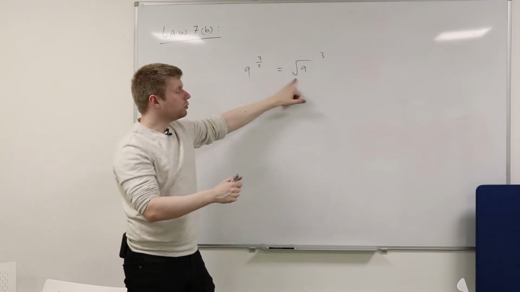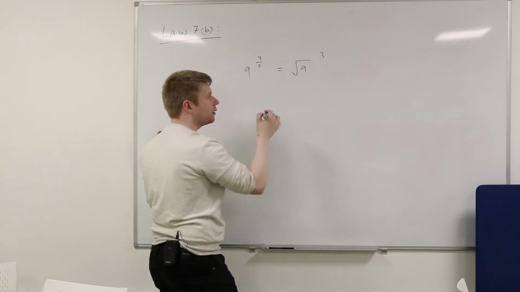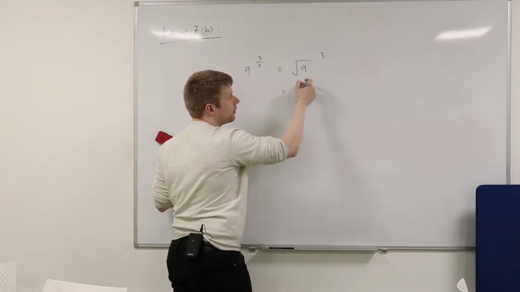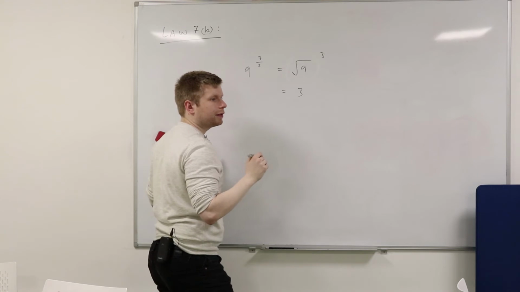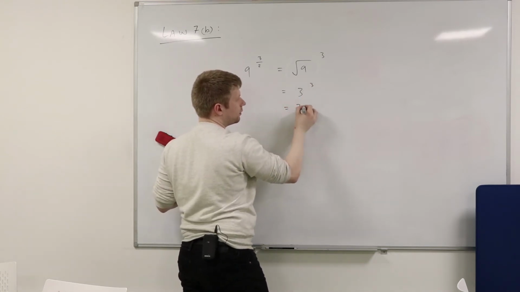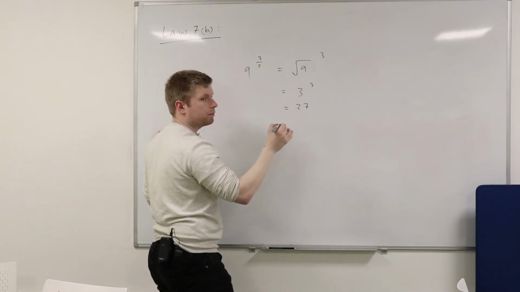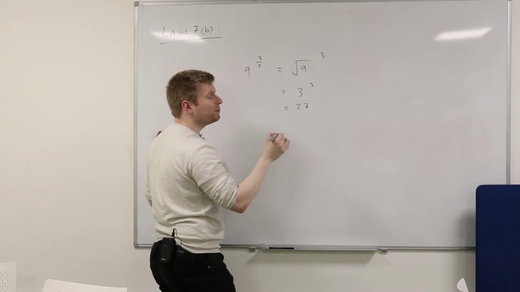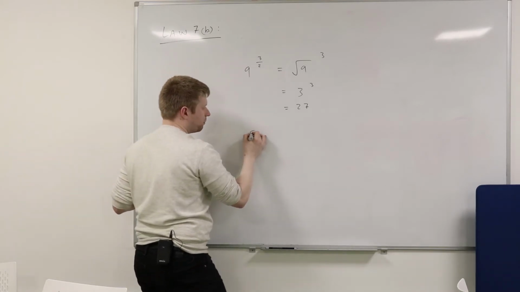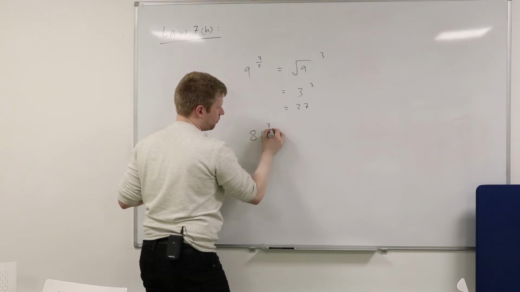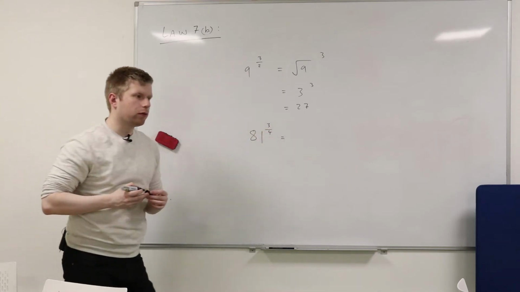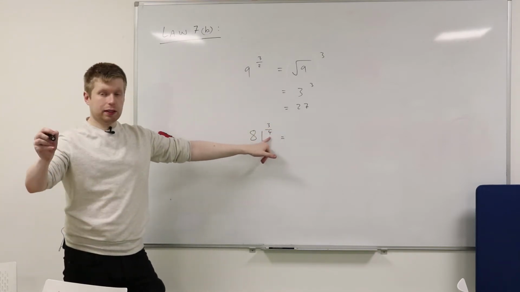Yeah? What's the square root of 9? What's 3 to the power of 3? 27. You sure? Yeah. Good, okay. What about this one? 81 to the power of 3 over 4. What do we do with this, Pascal and Euclid?